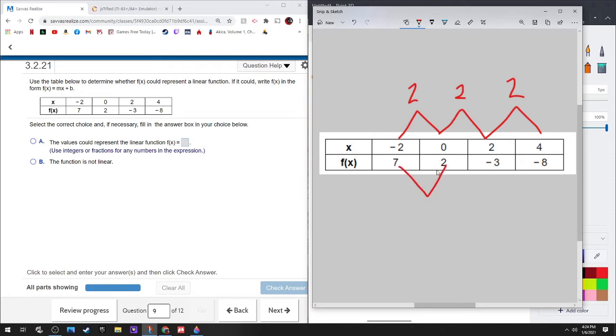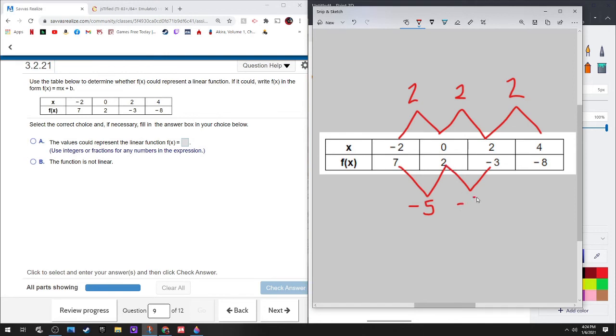Then, wait, it's not going up this time. This time it's going down. It's going down 5. So what about from 2 to negative 3? If it's going a different number, then this is not a linear relationship. It has to go down the same, it has to go down negative 5 again.